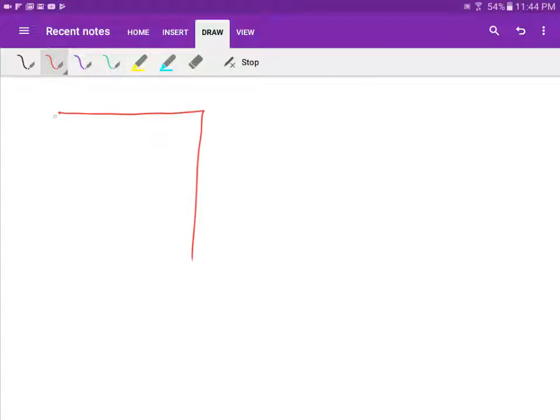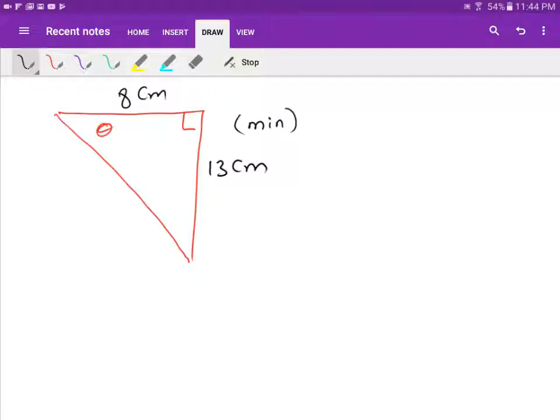If I've got a diagram, a triangle like this, with a right angle, let's say I'm looking for theta. This time, let's say this is 8 centimeters and this is 13 centimeters. Let's get the answer nearer to minutes this time. We're going to do degrees and minutes, so you get different types of units.